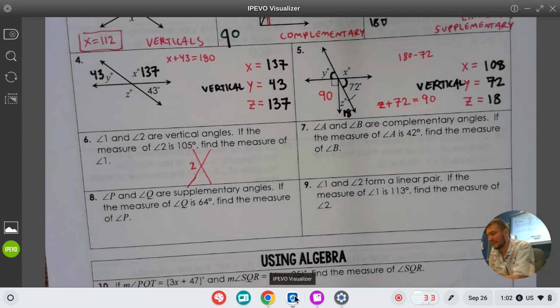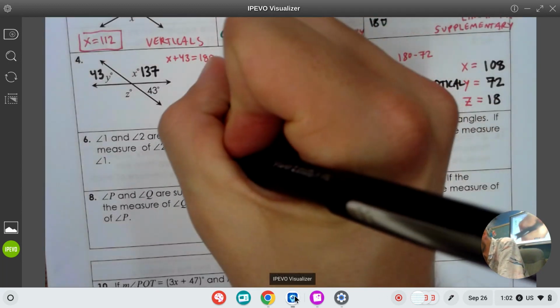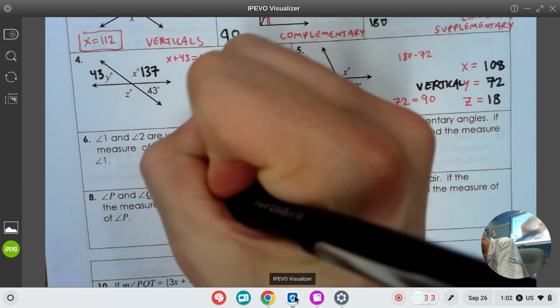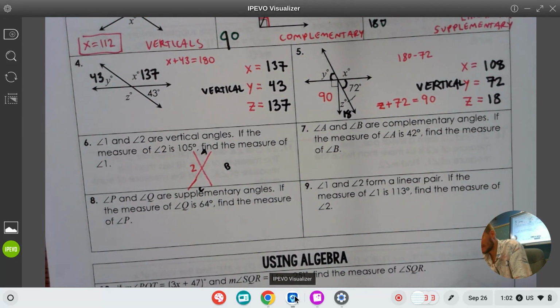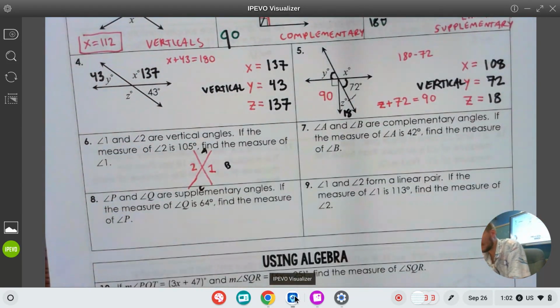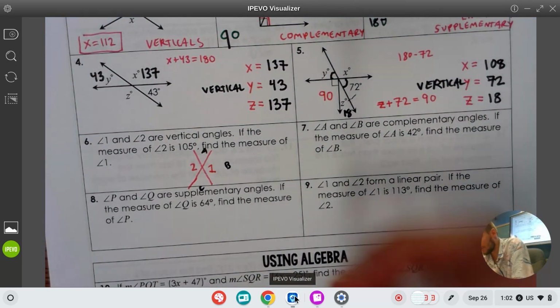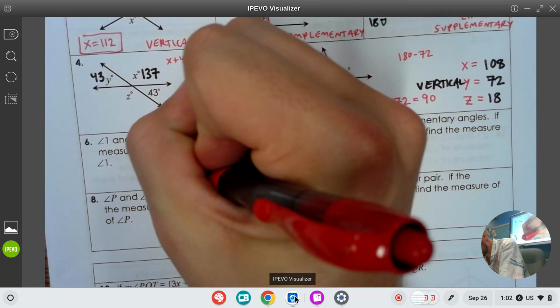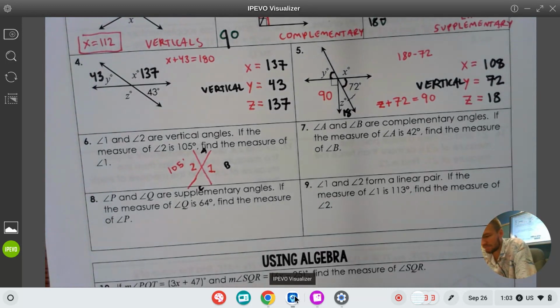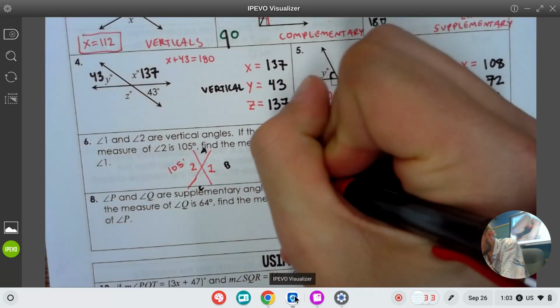And if 1 is going to be vertical with 2, is it going to go in spot A, B, or C? B. Nice call. It's going to go in spot B. Angle 2 is 105 degrees. How are we going to figure out angle 1? 105 degrees. Yeah.